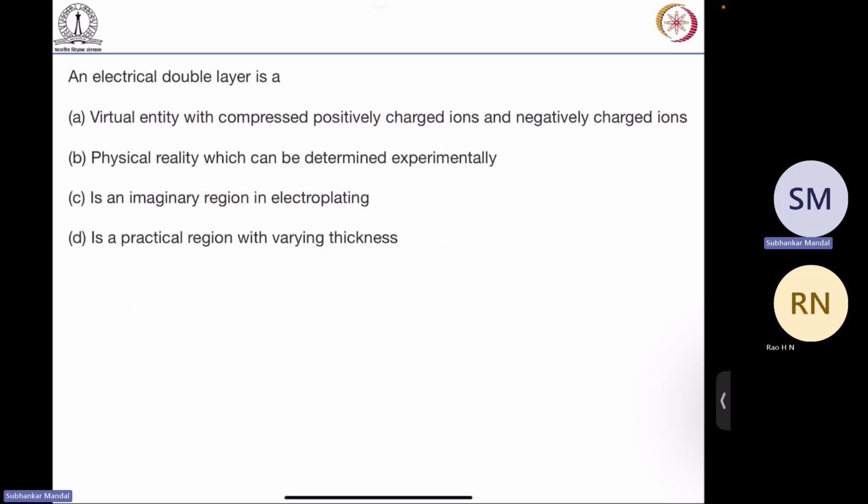An electrical double layer is: option A, a virtual entity with compressed positively charged ions and negatively charged ions; option B, a physical reality which can be determined experimentally; option C, an imaginary region in electroplating; option D, a practical region with varying thickness. Which one will be the answer?